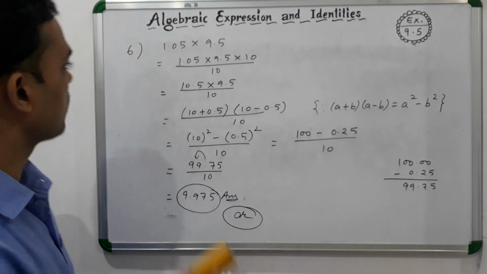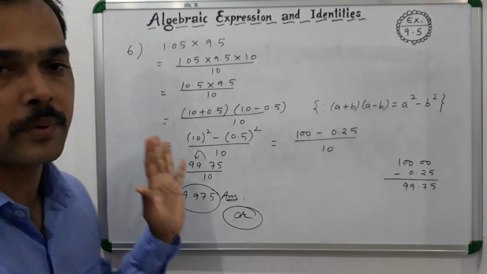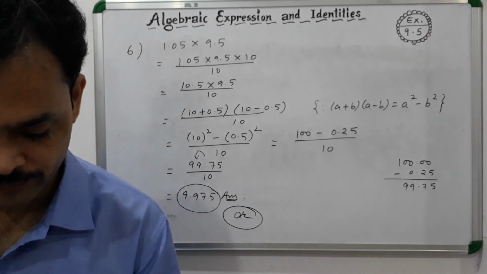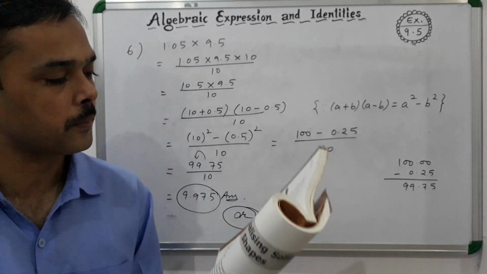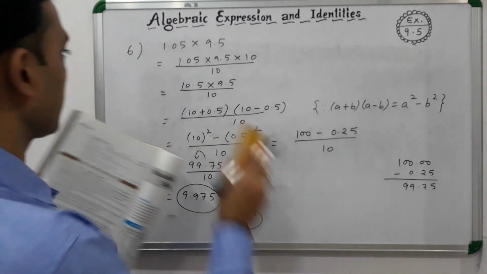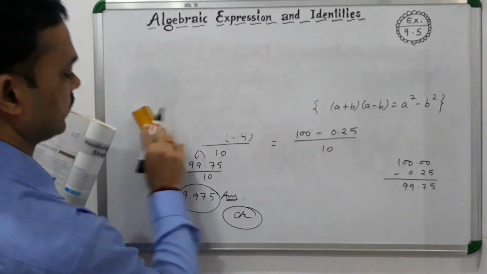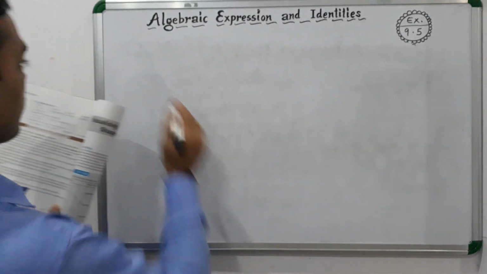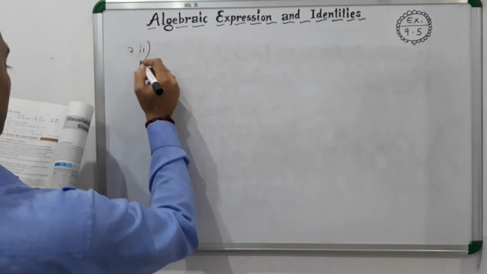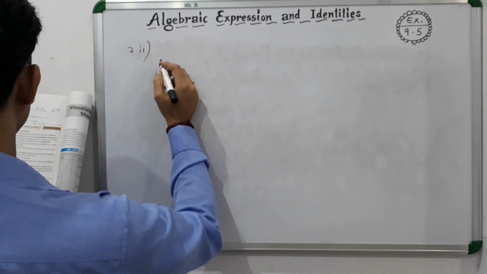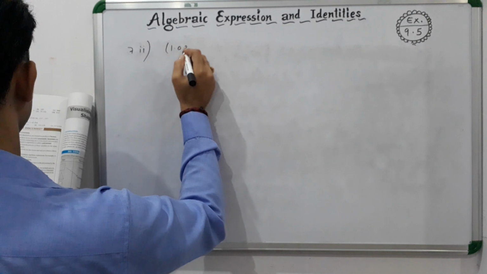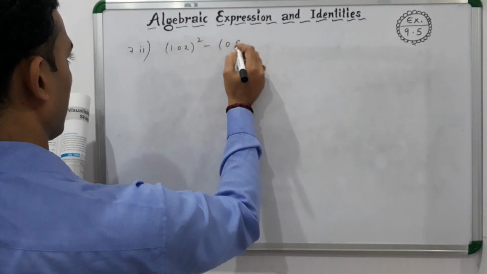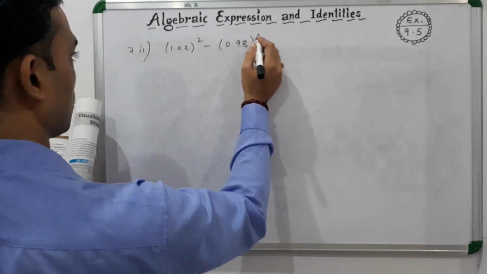I hope that question number 6 is clear to you all. Now let's move on to question number 7. In question number 7, let us do the second part. In the second part, the question is 1.02 whole square minus 0.98 whole square.